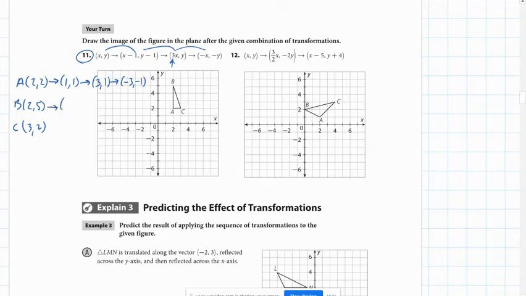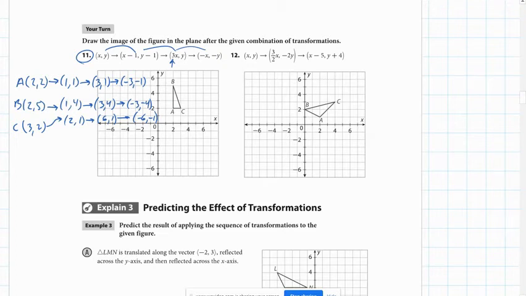Point B, if we subtract 1 from both coordinates, that's 1, 4. Multiply the x coordinate by 3, makes it 3, 4. And change the sign of both, -3, -4. And then point C, if you subtract 1 from both coordinates, that's 2, 1. Multiply the x coordinate by 3, makes it 6, 1. And change the sign of both, makes it -6, -1.